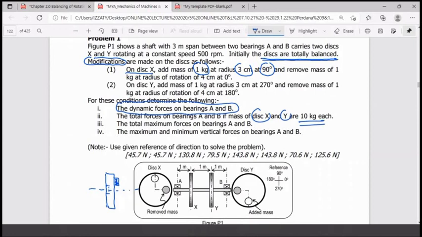This one we already did. This one we haven't done yet, because we do not know why this one. You found that this X is 10 kg. What is the difference between 1 kg and 10 kg? I will explain this before we start doing the analysis or solution. The total maximum force of bearings A and B, the maximum and minimum vertical force of bearings A and B. So this is a very typical question in your work. Now, what is the difference between 1 kg and 10 kg? Anyone?